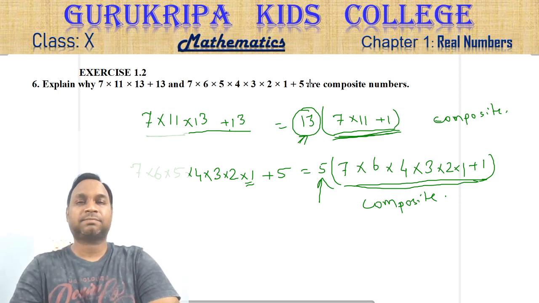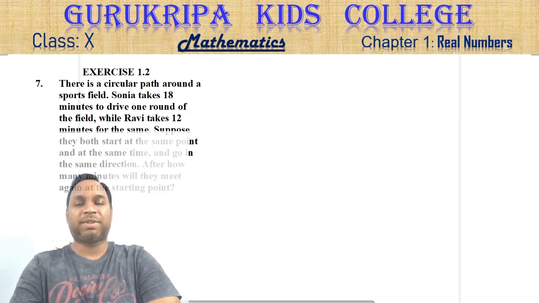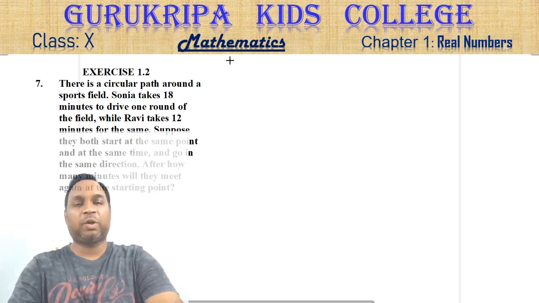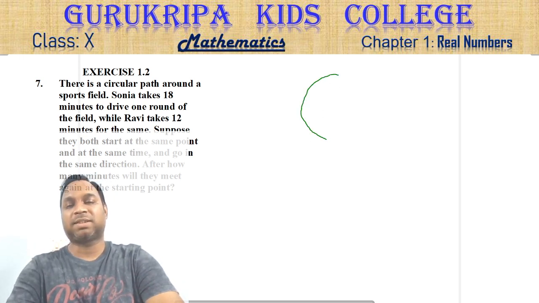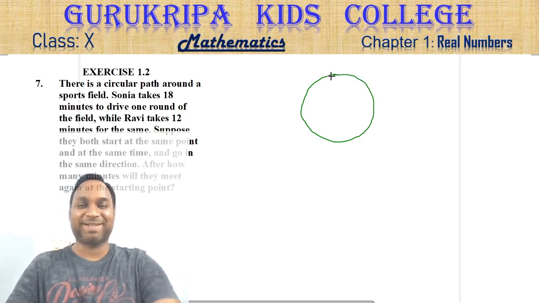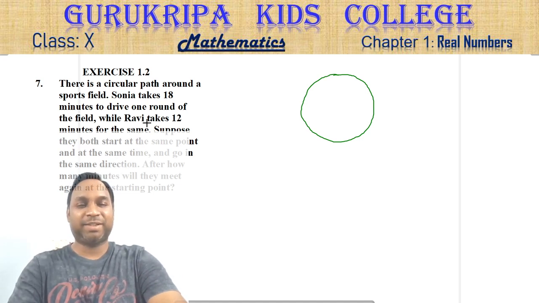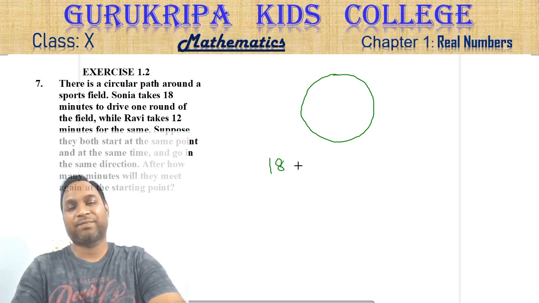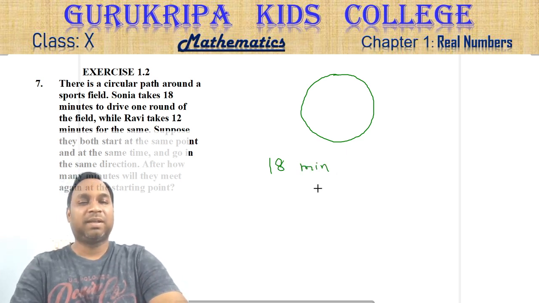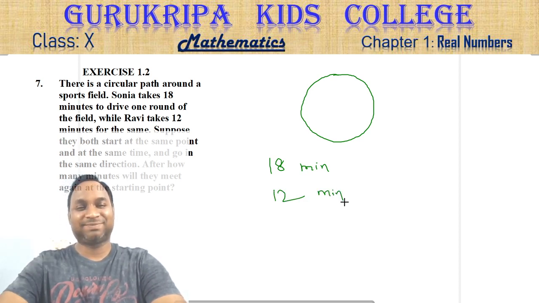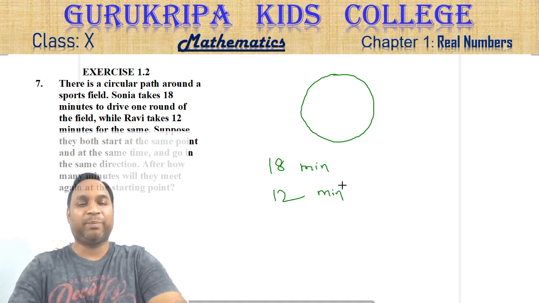Okay. Let's see the question number 7. There is a circular path around a sports field. Okay, let's draw the path first. Let's say this is the circular path. Sonia takes 18 minutes to drive one round of the field. Rahul takes 12 minutes for the same. Rahul is fast. Suppose they both start at the same point at the same time.